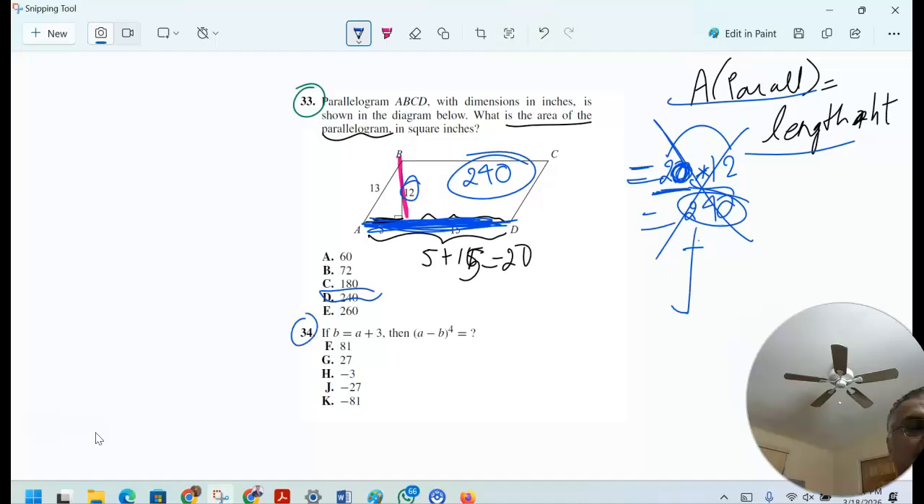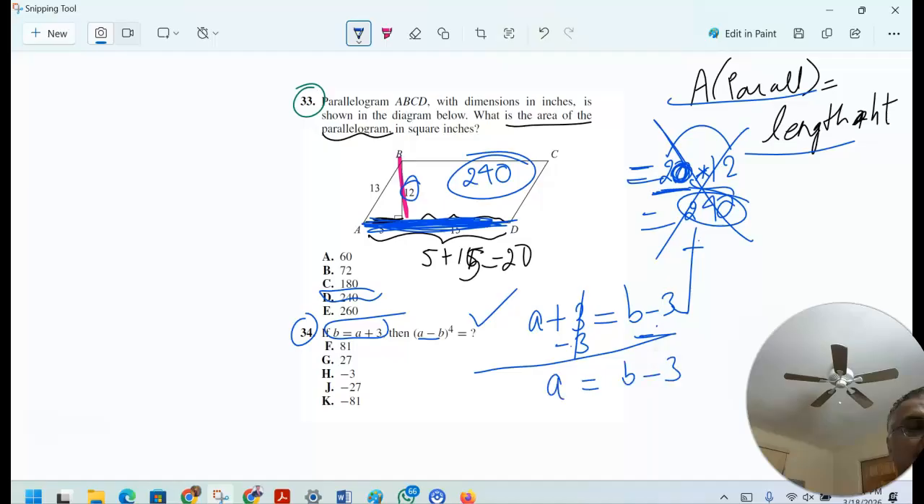And 34 says b is given, and the question is what is a minus b. So because I'm going to put a plus 3 first equals b. Because there's a minus b, let's take away this 3. So first I'm going to take away 3 from both sides. That way you get 3a equals b minus 3, and then subtract 3 from both.